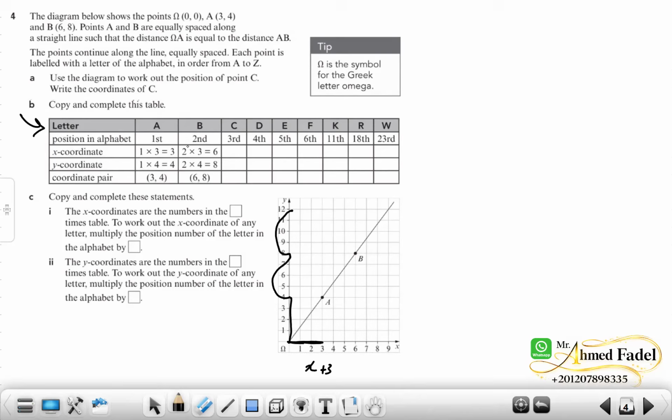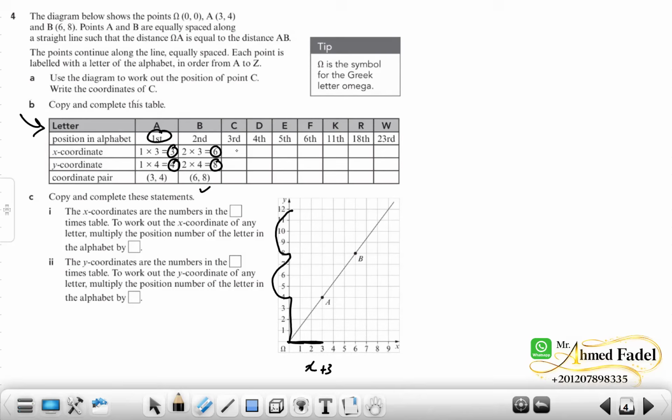So you're multiplying the position of the letter in the alphabet by 3. The first letter, multiplied by 3, gives you the x-coordinate, which is 3. Multiplied by 4, it gives you the y-coordinate, which is 4. For the second letter, B, 2 times 3 gives the x-coordinate, and multiplying by 4 gives the y-coordinate. So it is 6, 8.